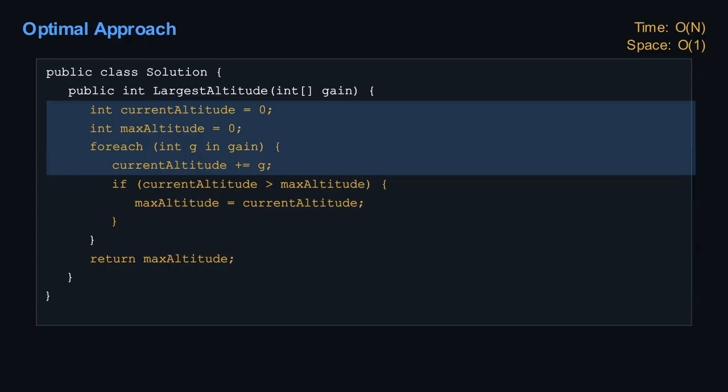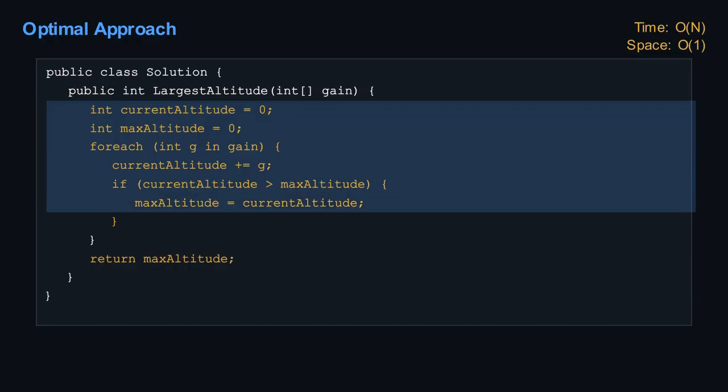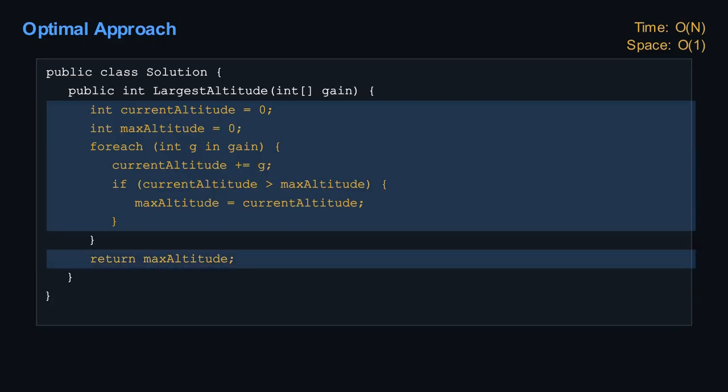In each step, update current altitude by adding the current gain value. Immediately after updating current altitude, compare it with maximum altitude. If current altitude is greater, update maximum altitude to this new value. By doing this in a single pass, we continuously maintain the highest point without needing extra storage.